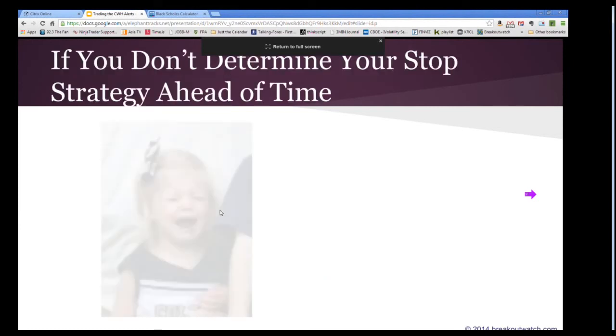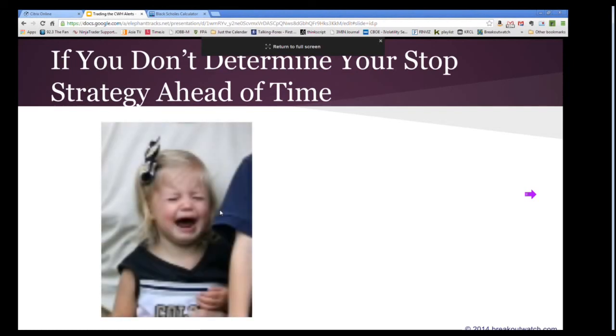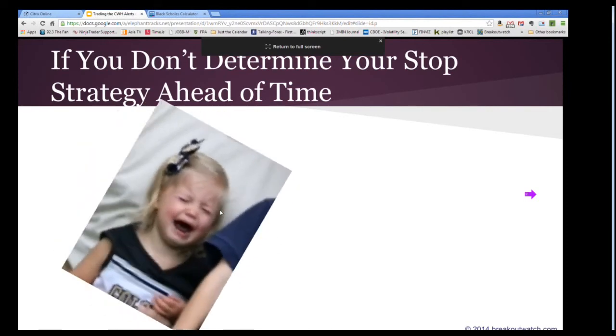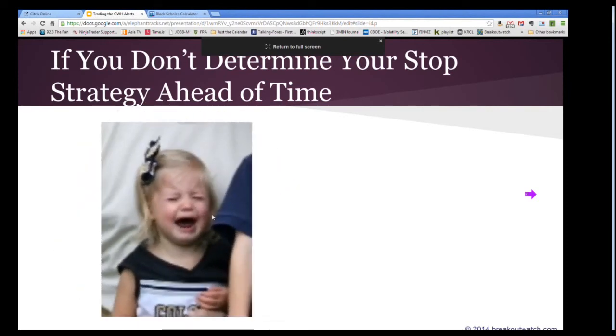If you don't determine your stop strategy ahead of time, this little girl is going to cry. You're crying because you cannot figure it out. I don't recommend figuring that out live. Now, when I say determine your stop strategy, that might be a dynamic stop location. You might say, I'm going to base it on the low of the bar in the stock or something like that. So it doesn't necessarily mean you've said I'm going to get out when it hits X.